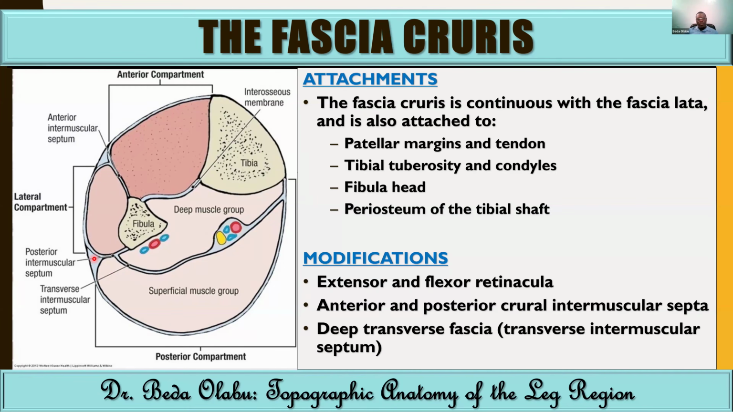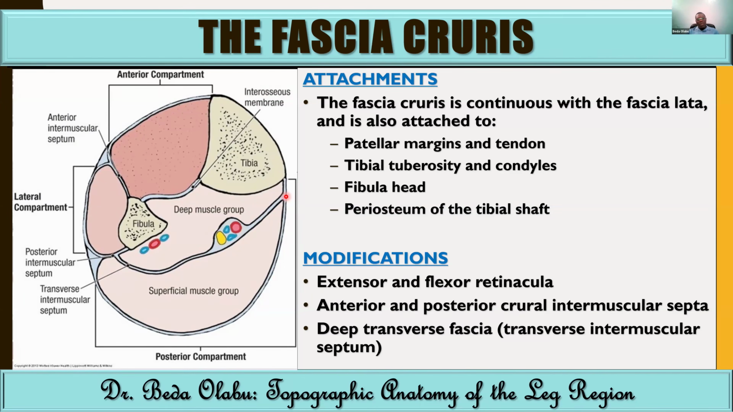The deep transverse fascia, which is also known as the transverse intermuscular septum of the leg, is also a modification of the fascia cruris. This is the deep transverse fascia of the leg. It divides the posterior muscle group into a deep and a superficial group. Again, as you can see, it is still attached to the fascia cruris.